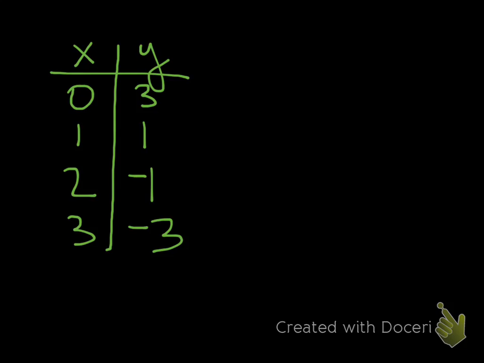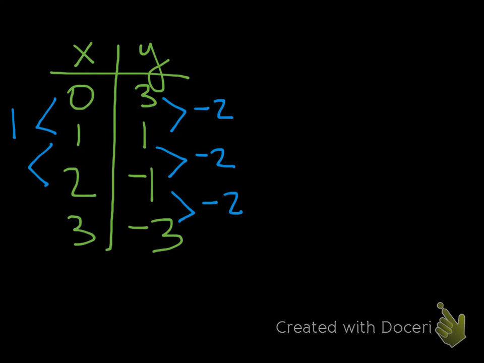So here all you're doing is you're looking at the table and you're looking for your constant difference. Okay, so over here, to get from 3 to 1, you take away 2. To get from 1 to -1, you take away 2. And to get from -1 to -3, you take away 2. So if you notice, it has a constant change of -2, -2, -2. Right, so that's your rise. Your rise is -2.